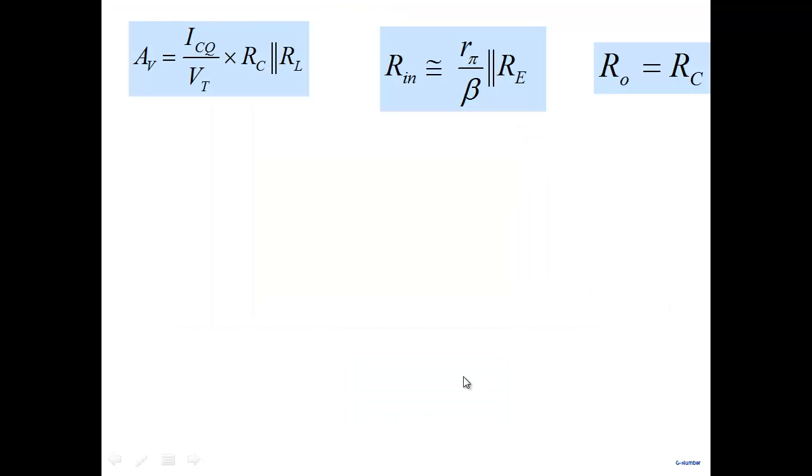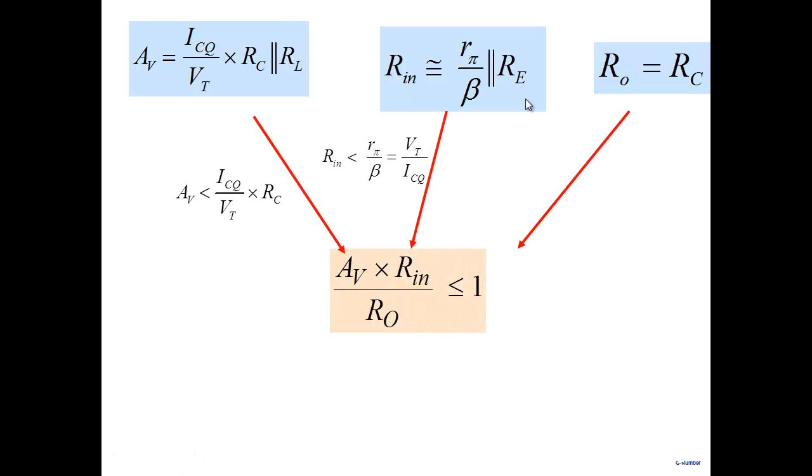All right, so let's summarize here. AV is ICQ by VT, RC parallel RL. Rn is R pi by beta parallel RE. R0 is RC. If I ignore RL for the moment and talk about open circuit voltage gain, AV0, it would be simply ICQ by VT times RC. Or in general, AV will always be less than ICQ by VT times RC, because the parallel term will always be less than RC. Rn would always be less than R pi by beta, and R0 is RC.